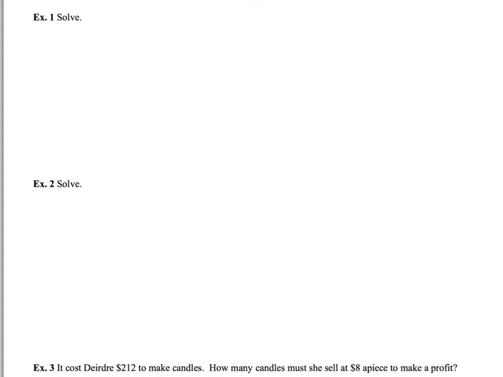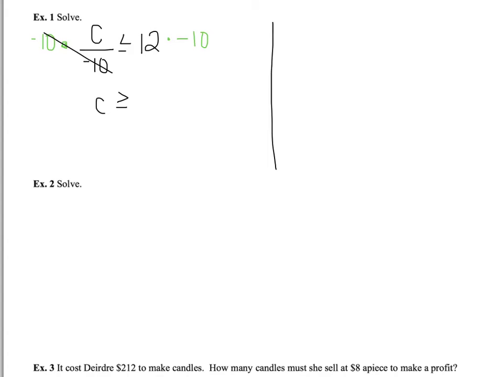Alright, example 1, split your workspace in half. Let's go ahead and look at c divided by negative 10 is less than or equal to 12. My inverse operation of division is to multiply, and since I'm dividing by negative 10, I need to multiply both sides by negative 10. According to my rule, whenever I multiply or divide by a negative number, I have to switch that sign around. So I have c is greater than or equal to negative 120.